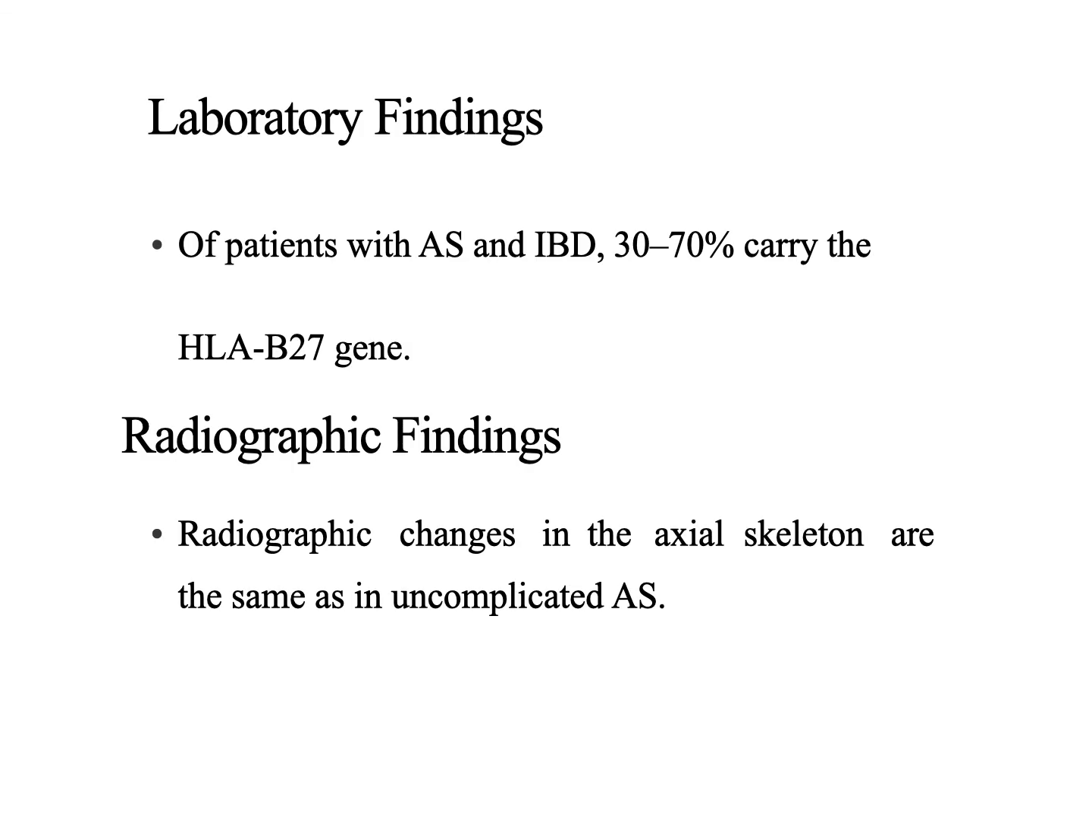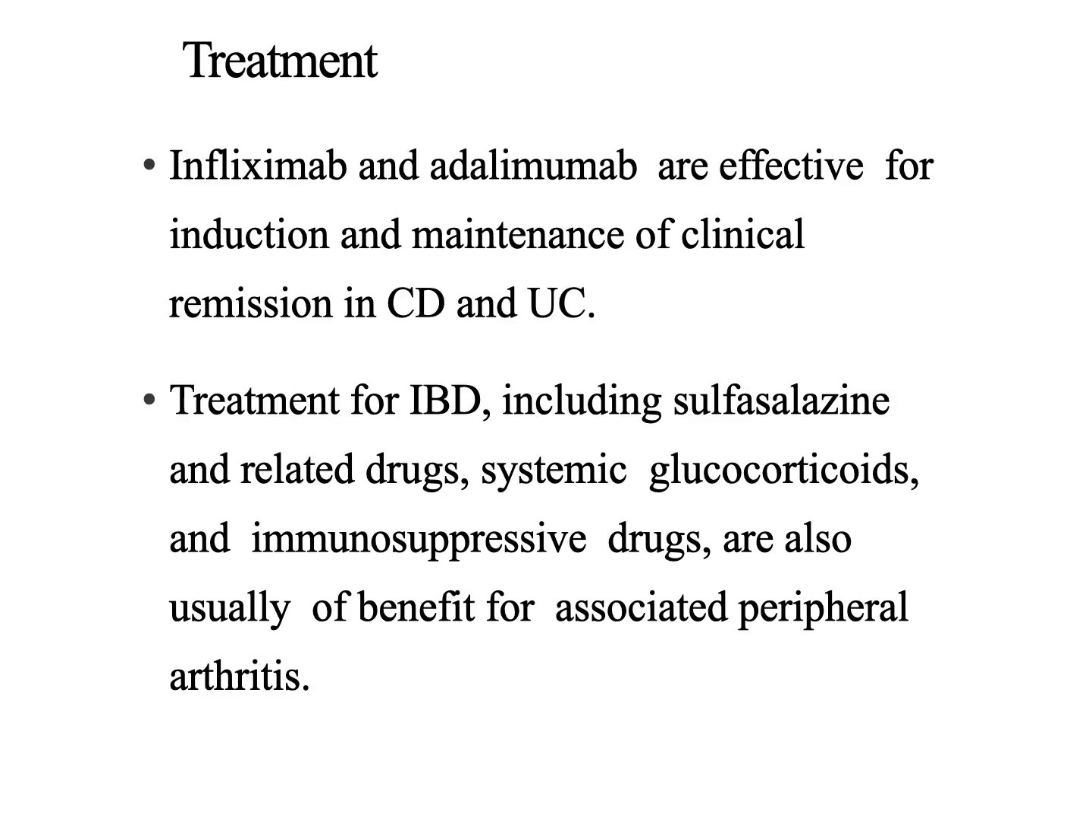Laboratory findings include 30 to 70% carrying the HLA-B27 gene. Radiographic findings: radiographic changes in the axial skeleton are the same as in uncomplicated ankylosing spondylitis.